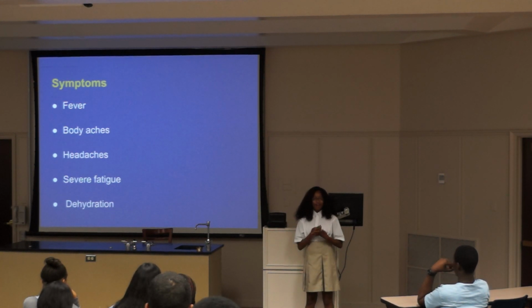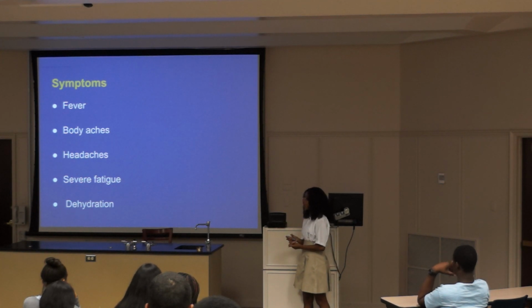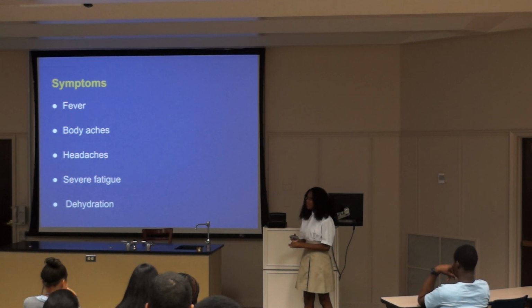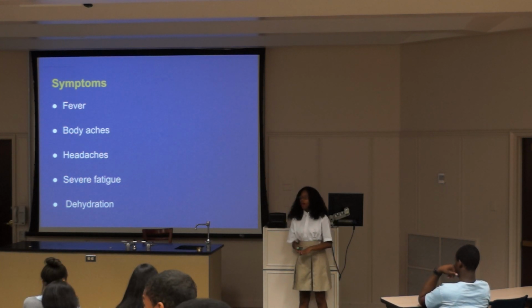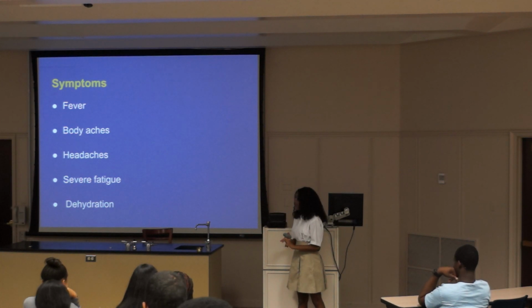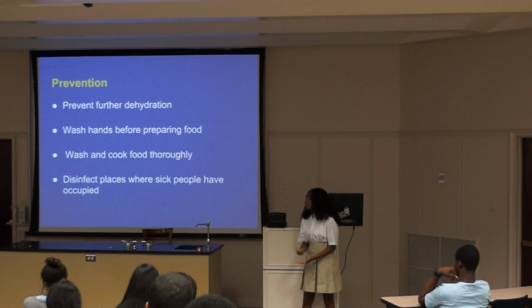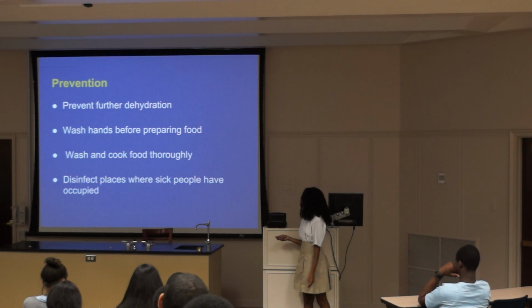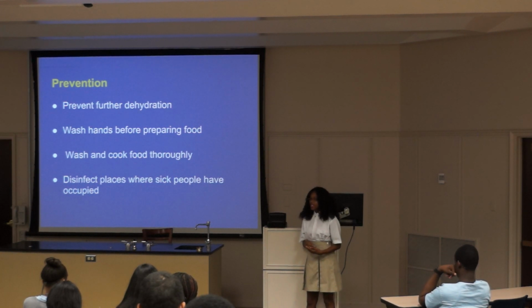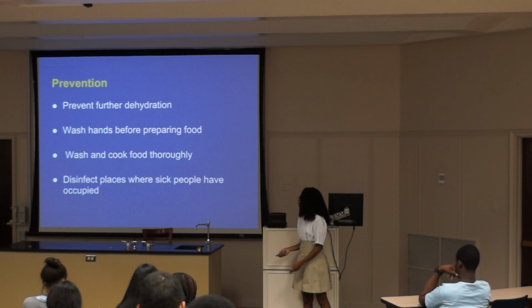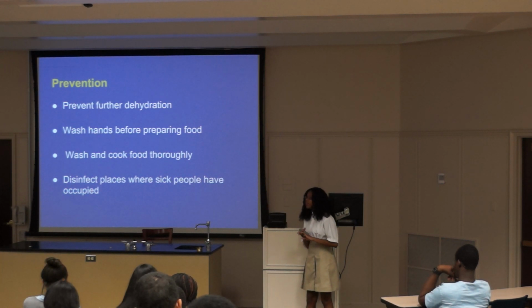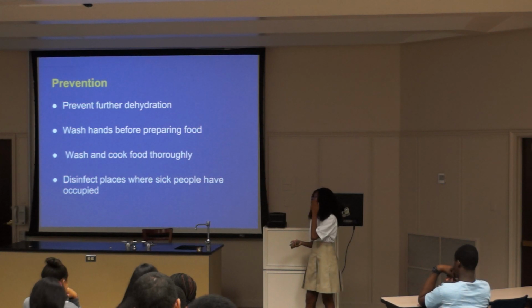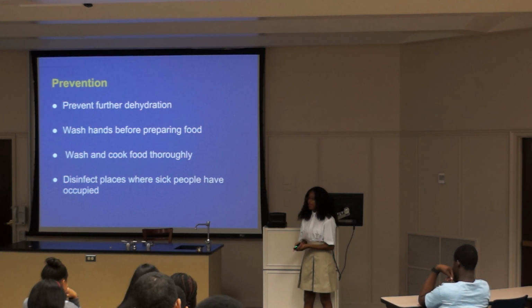So the symptoms of neurovirus include fever, body aches, headaches, severe fatigue, dehydration, and one of the most prominent symptoms of neurovirus is in fact diarrhea. So prevention. So once you have neurovirus, to prevent further dehydration, which is one of the symptoms, one must refrain from sugary intake, which includes soda or candy, and also caffeinated drinks, because water is the highly recommended beverage.